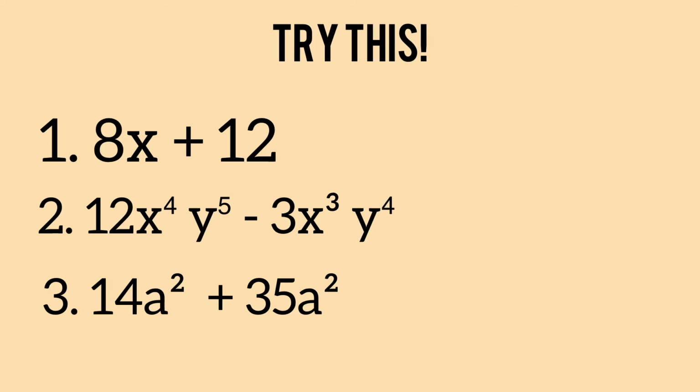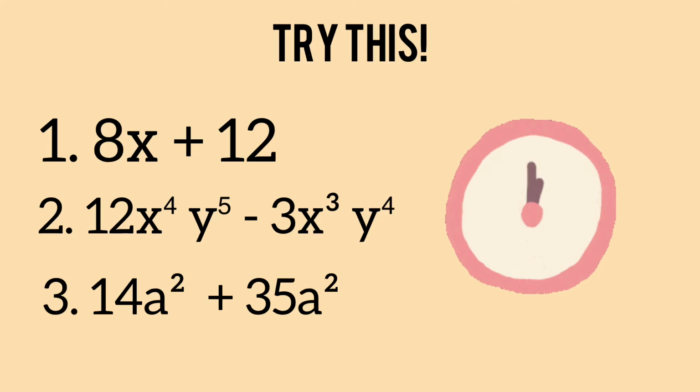The given are, first, 8x plus 12. Second, 12x raised to the power of 4, y raised to the power of 5, minus 3x cubed, y raised to the power of 4. And lastly, we have 14a squared plus 35a squared. Now, you may pause the video.